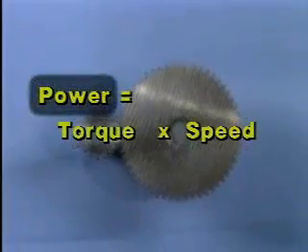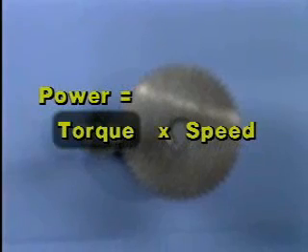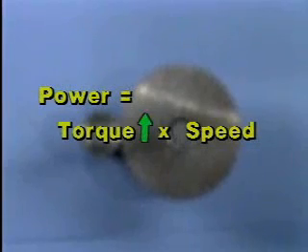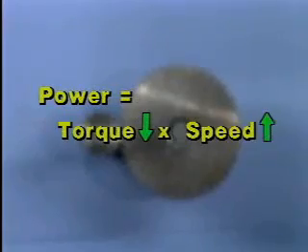This means that if power is constant and torque changes across a gear mesh, there will also be a corresponding change in speed. If torque increases, speed must decrease. And if torque decreases, then speed must increase. The relationship between power, torque, and speed not only describes what occurs across a gear set, but also explains why gears are used to transmit power.